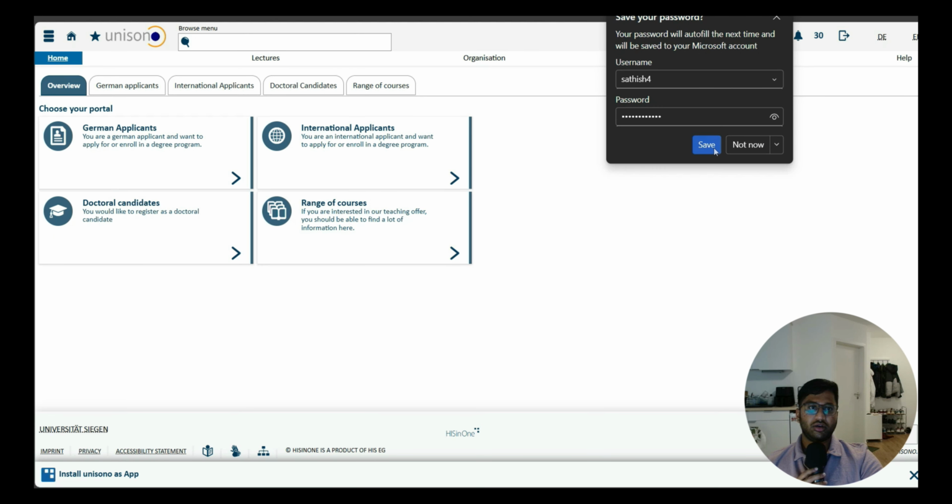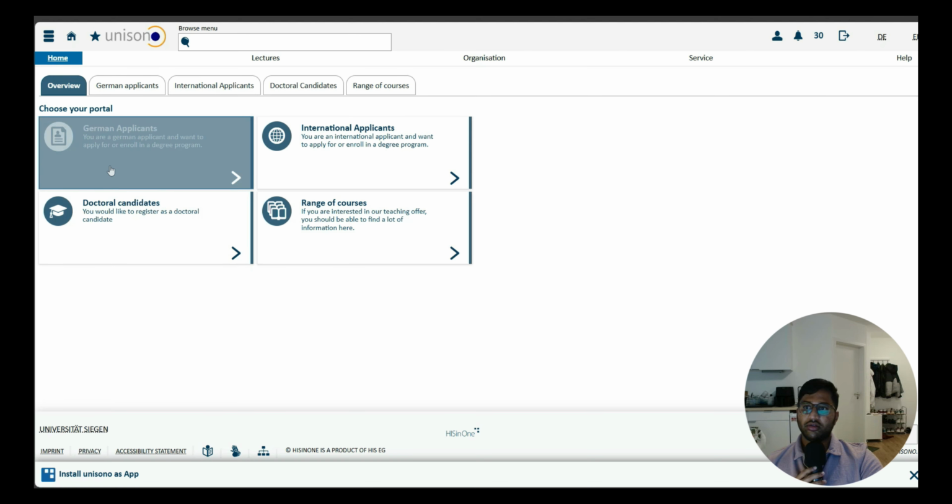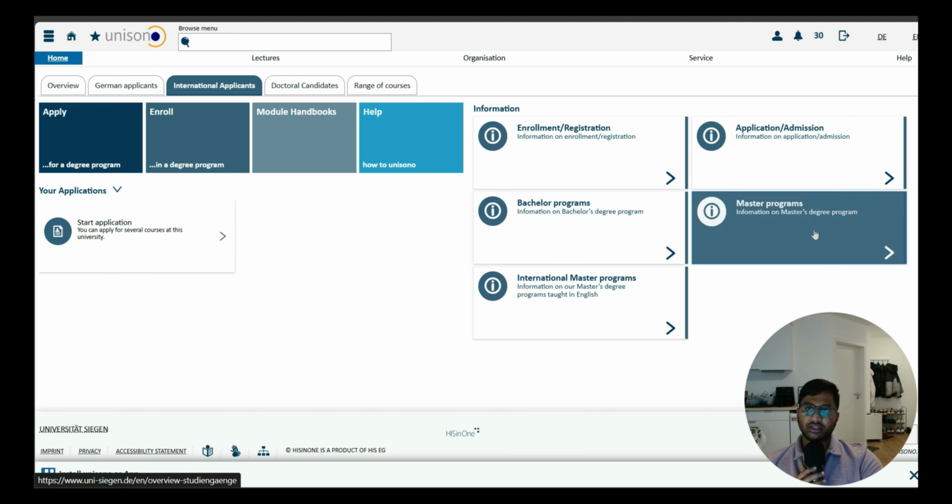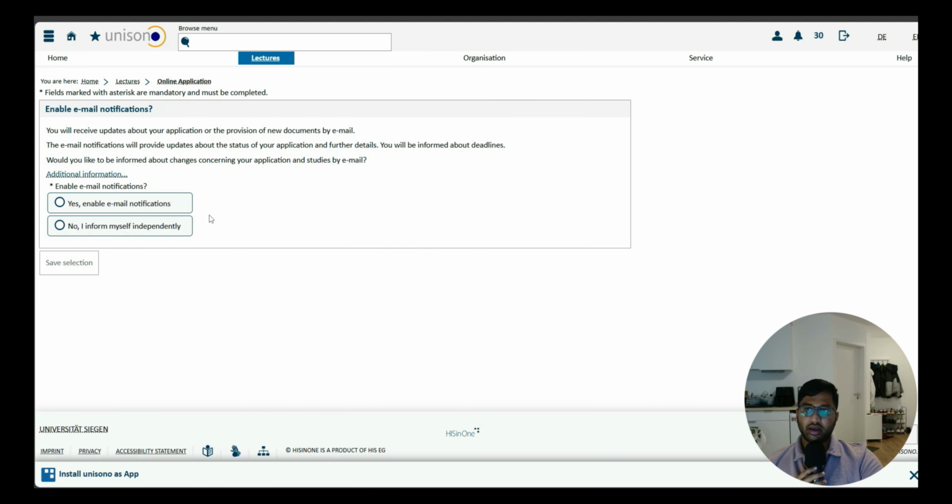Once you click on login, you are in the application procedure. Then you can click on international applicants and again choose the master degree program, or click on apply and start the application. But yeah, these things I will show you in the next video, in the second part, where I show you how to apply for this particular course, fill in all the information and also submit the application.